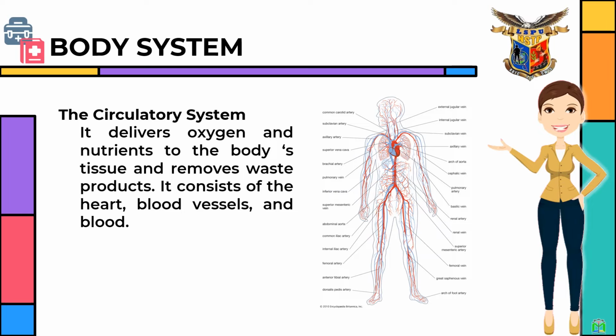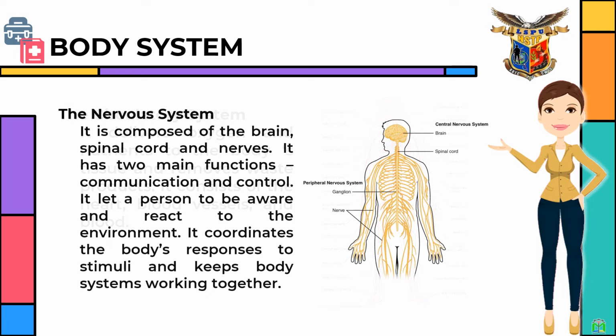The circulatory system delivers oxygen and nutrients to the body's tissues and removes waste products. It consists of the heart, blood vessels, and blood. The nervous system is composed of the brain, spinal cord and nerves. It has 2 main functions, communication and control. It lets a person be aware and react to the environment. It coordinates the body's responses to stimuli and keeps body systems working together.